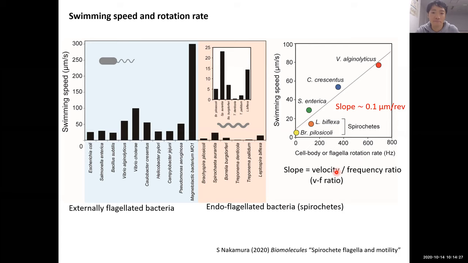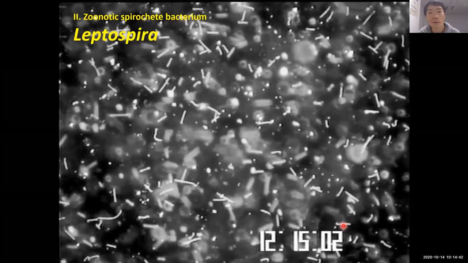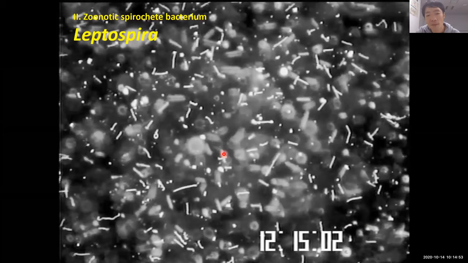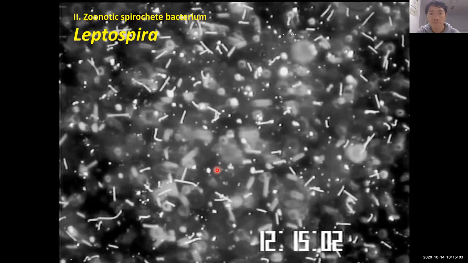If you'd like to see detail about the diverse swimming and such things, please see my recent review. So yeah, let me move to the talk on Rectus spira. This is a dark field micrograph of Rectus spira swimming in a really, highly viscous environment. So I added 0.5% of methyl cellulose to the media. However, now this shows a very, very smooth translation.